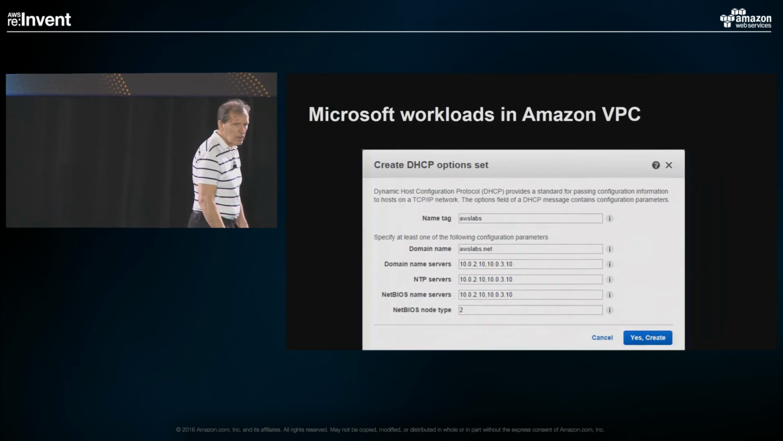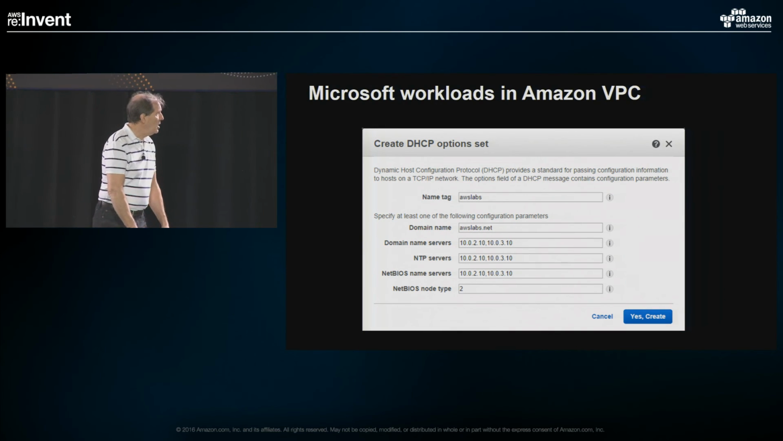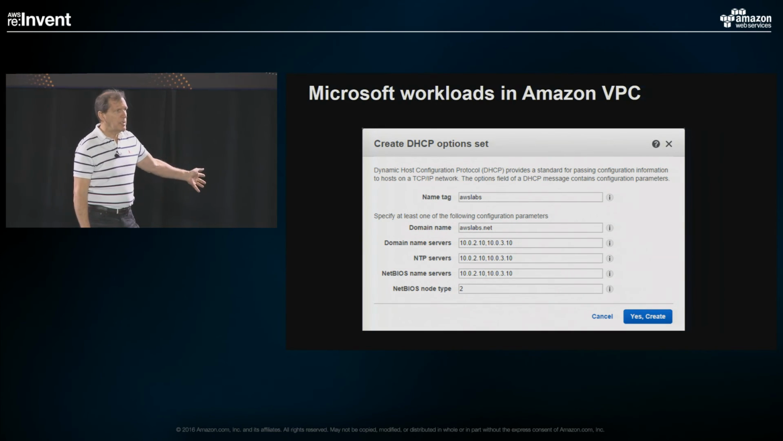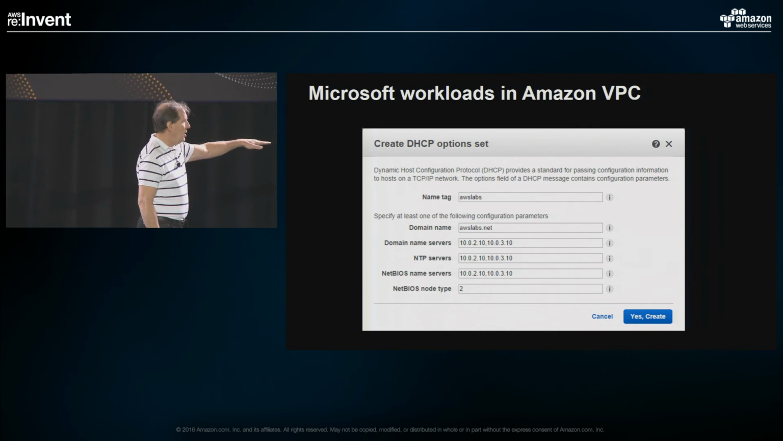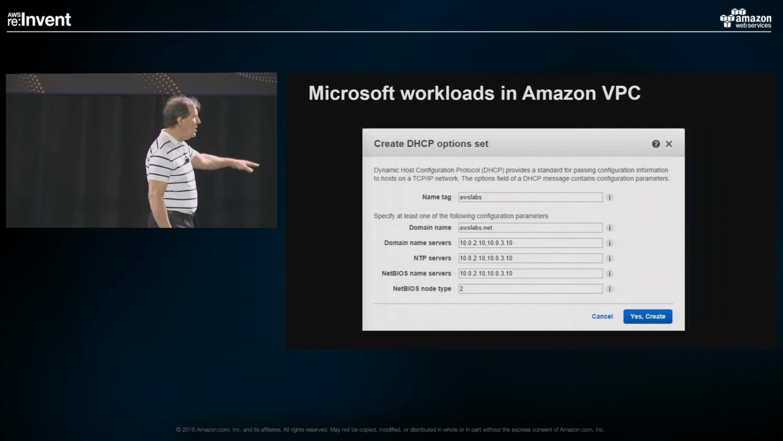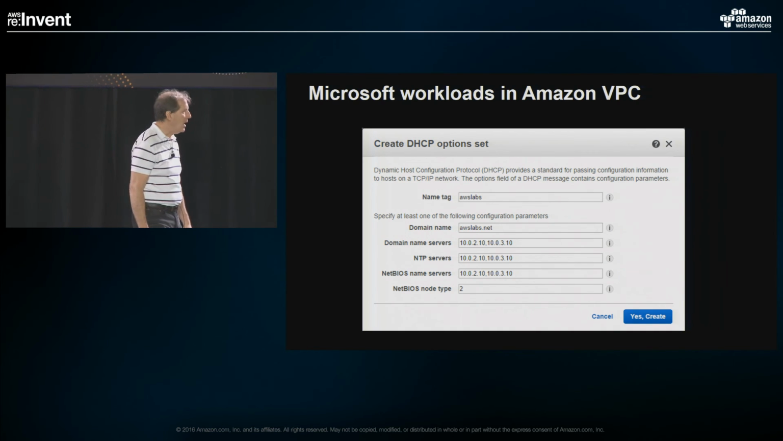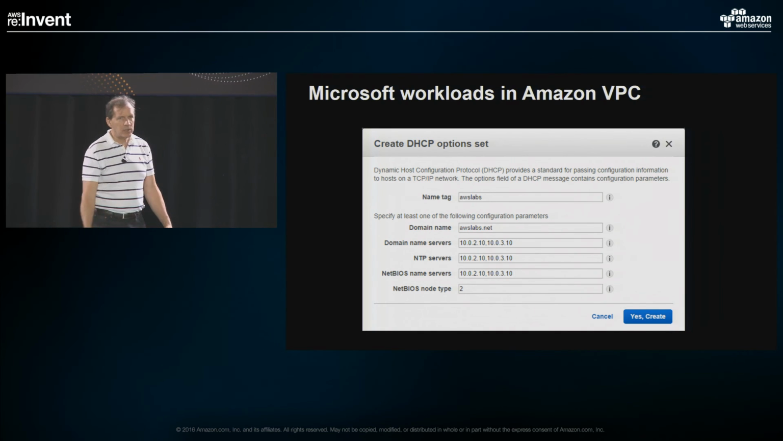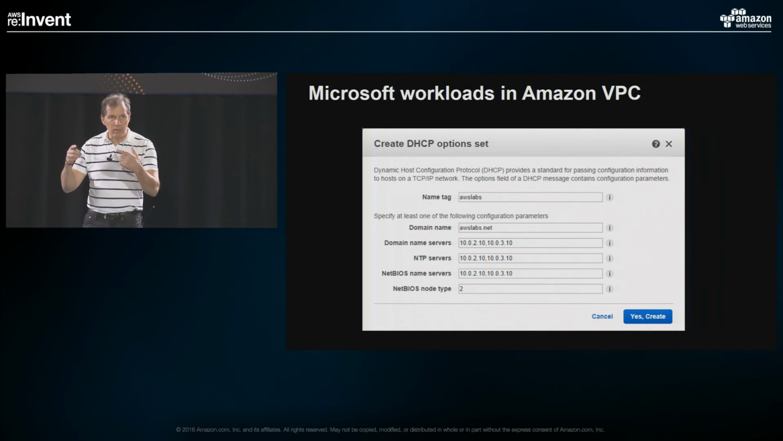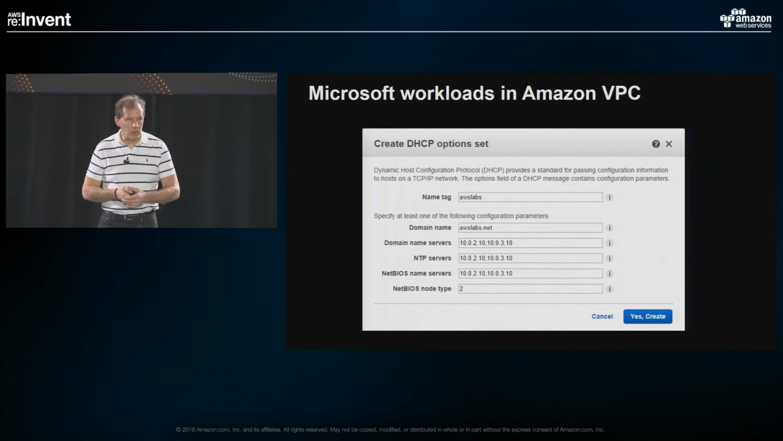Now, when you set up your system, you want to make sure you're setting up your DHCP option sets so that, if you're using NetBIOS, you'll need to set up your NetBIOS name servers to point to your AD in the cloud. You want to make sure you set the NetBIOS node type, set up your DNS servers to point to the domain controllers that you're creating in the cloud.